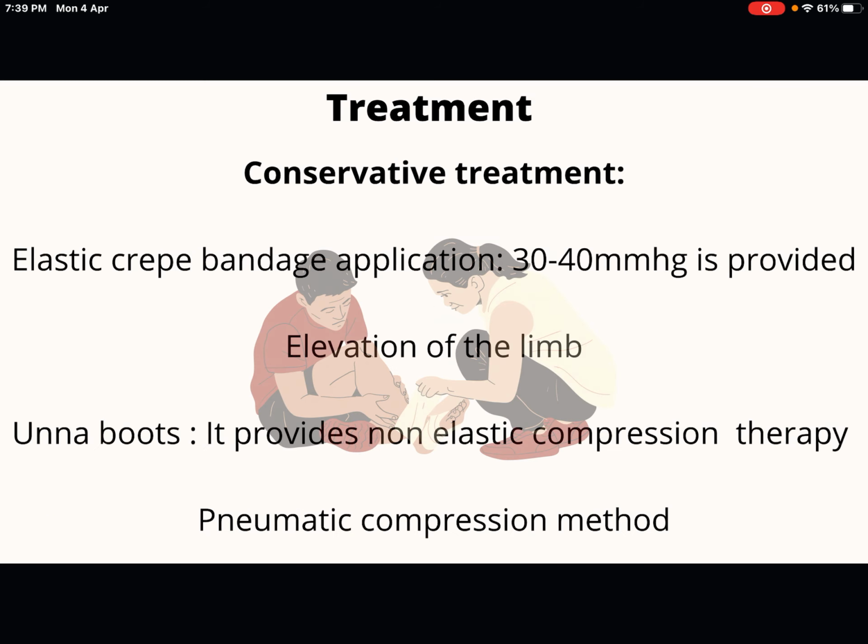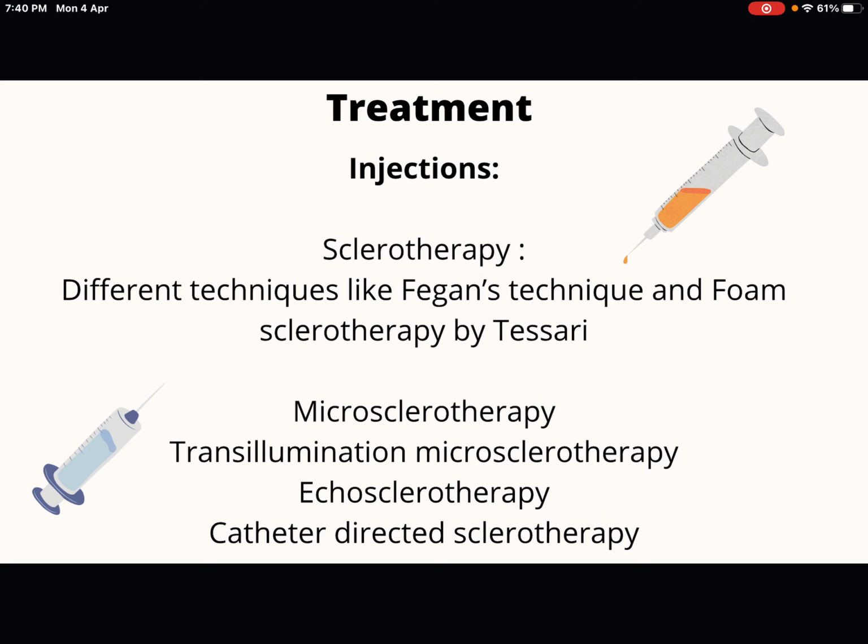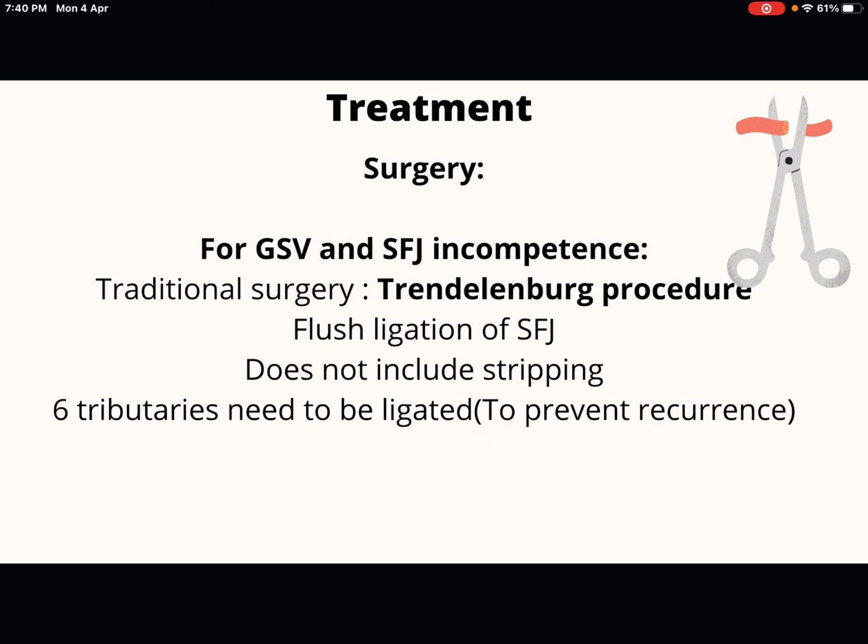So if treatment is asked, conservative treatment, you have to just mention: elastic crepe, elevation of limb, Unna boots, pneumatic compression. Then in drugs you can just mention the names if you are not remembering the drug dosage. Calcium dobesilate, very important. Diosmin plus hesperidin, troxerutin. And then coming to the injection, sclerotherapy, the word is very important. Different techniques, Fegan's technique or foam sclerotherapy by Tessari. Then other methods, microsclerotherapy, transillumination microsclerotherapy, echosclerotherapy, catheter directed sclerotherapy, etc.